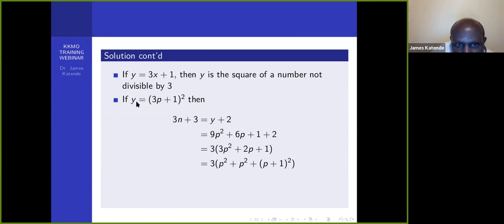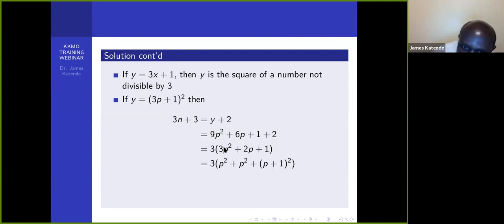And y plus 2 is this whole quantity here, plus 2. If you square this, you will have this 9p squared plus 6p plus 1 plus 2. And this eventually simplifies to 3p squared plus 2p plus 1 squared. So with this arrangement, I hope this is clear. You can see how this comes about.